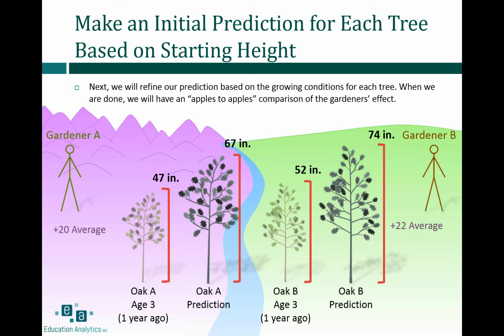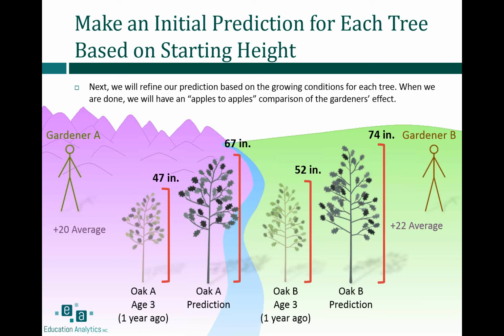And I just want to mention that the prediction is not a prediction into the future, it's a statistical prediction. We need to find out how high those 47-inch trees grew when they were at age 4 to then make a statistical prediction of how high oak tree A would have been under an average gardener's care. It's not that we're projecting the future for the oak tree, we're doing a retrospective analysis based on how similar trees grew. Similarly, for gardener B's tree, oak tree B, we might find that trees that started at 52 inches ended up growing 22 inches on average. So gardener B's prediction for their oak tree is 74 inches.